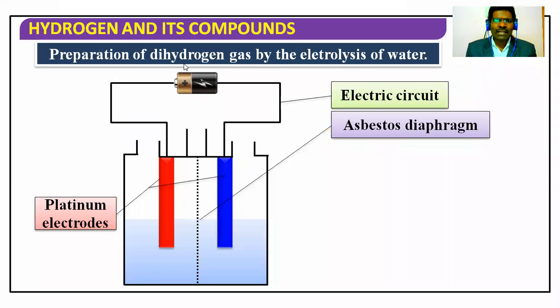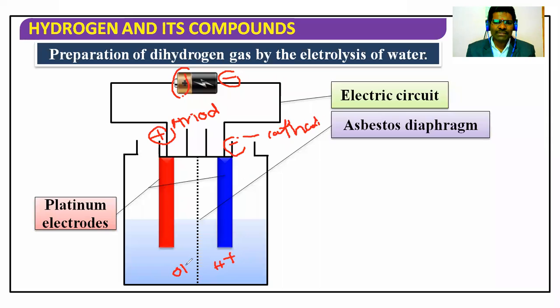One acts as an anode, the other acts as a cathode. The positive electrode is known as the anode. The negative electrode, this blue colour platinum electrode that I indicate as negative, is the cathode, dear students. Positive is anode, negative is cathode.